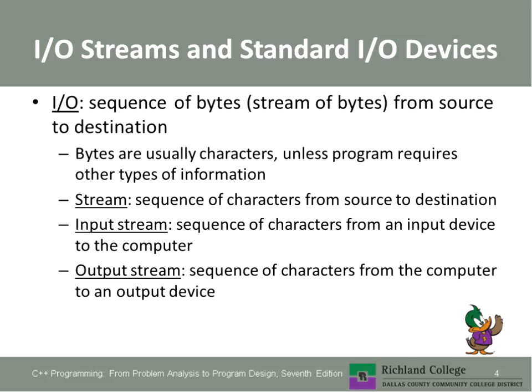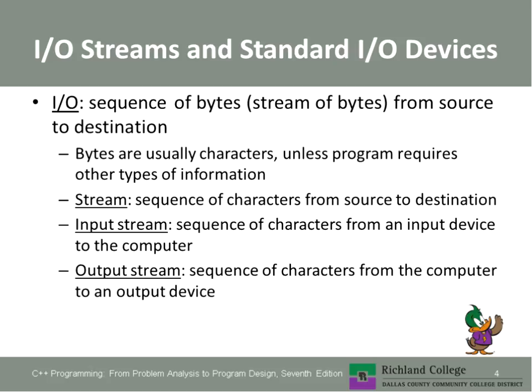An input and output stream is basically a sequence of bytes, or stream of bytes, from source to destination. Now the stream can be an input stream, where the source is the keyboard and the destination is your program, your application. Or the stream can be an output stream, where the application is going to the output device, and in most cases it's going to be the screen.